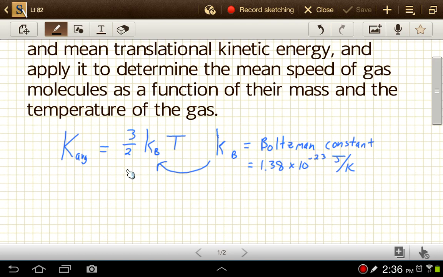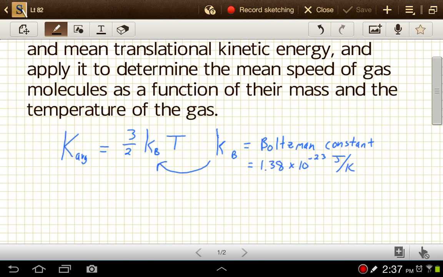That's going to be equal to 3/2 times this constant called the Boltzmann constant. In this equation, it's basically a conversion factor, a conversion ratio between temperature and average kinetic energy. So temperature is just an artifact of that. It's a different unit for expressing average kinetic energy, essentially. So with some given temperature, we can figure out what the average kinetic energy is, or vice versa.